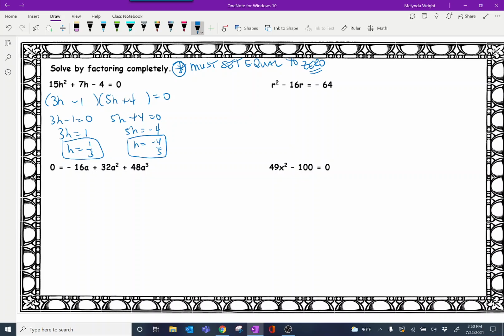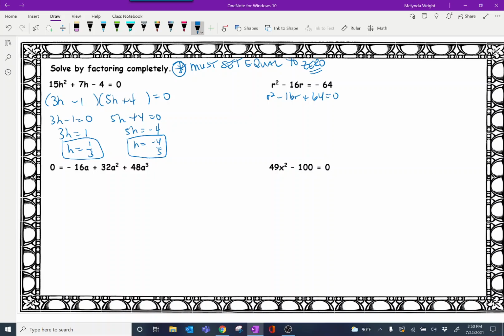All right, let's go to this one over here. Notice that I don't have it equal to 0. Warning bells should be going off in your head, like no, no, no, can't do that. Got to move the 64 over. That's the first thing we do before we try anything. So let's move the 64 over.